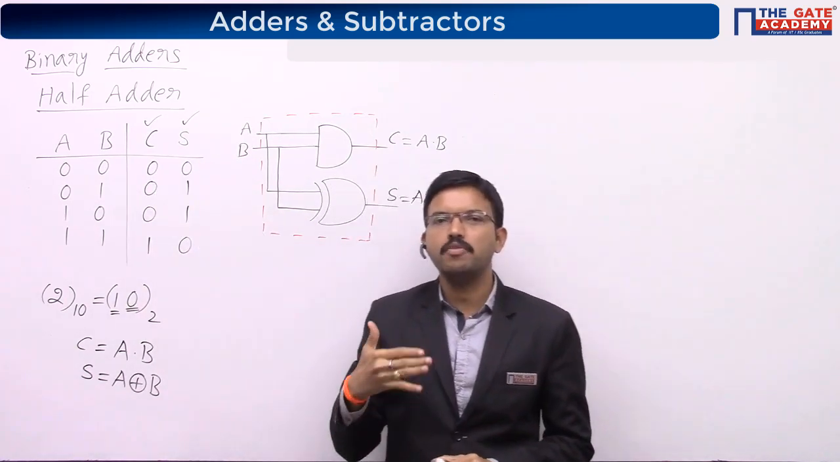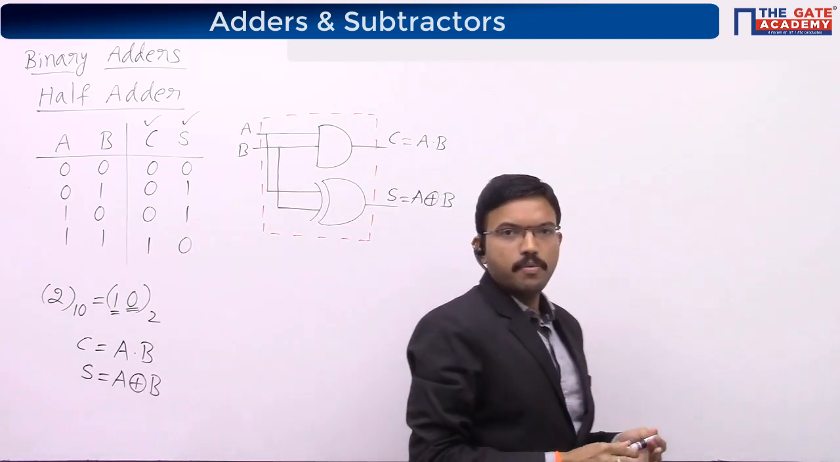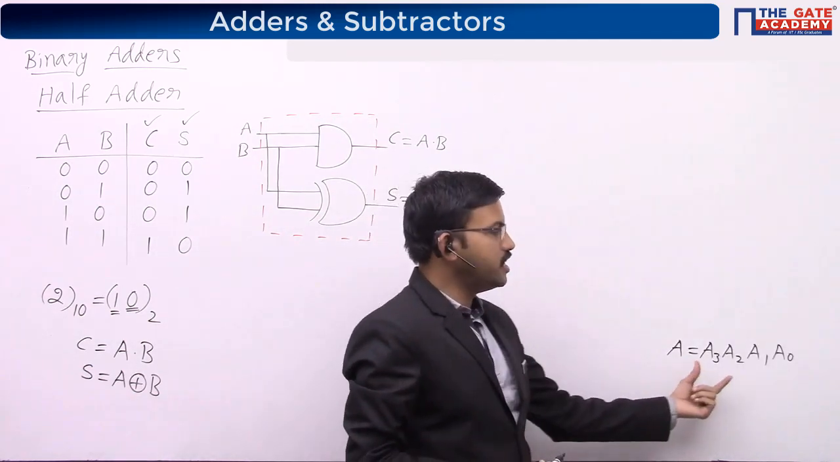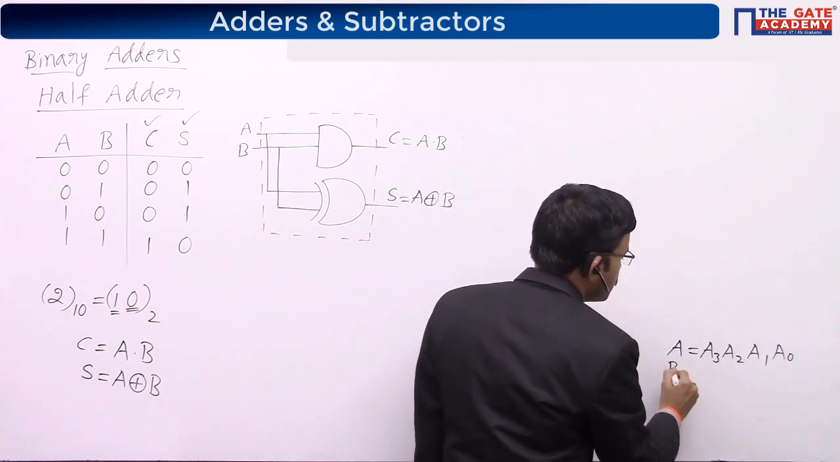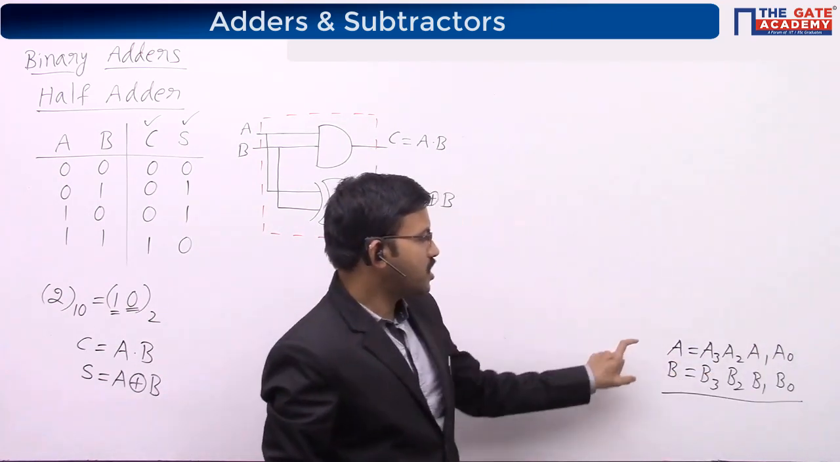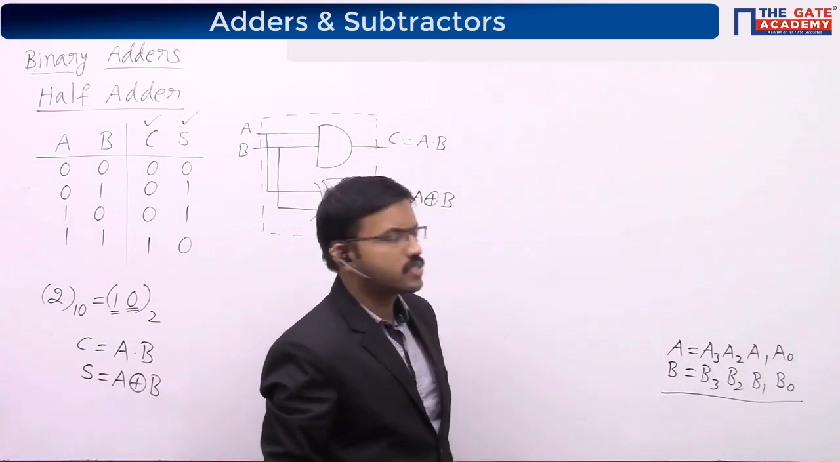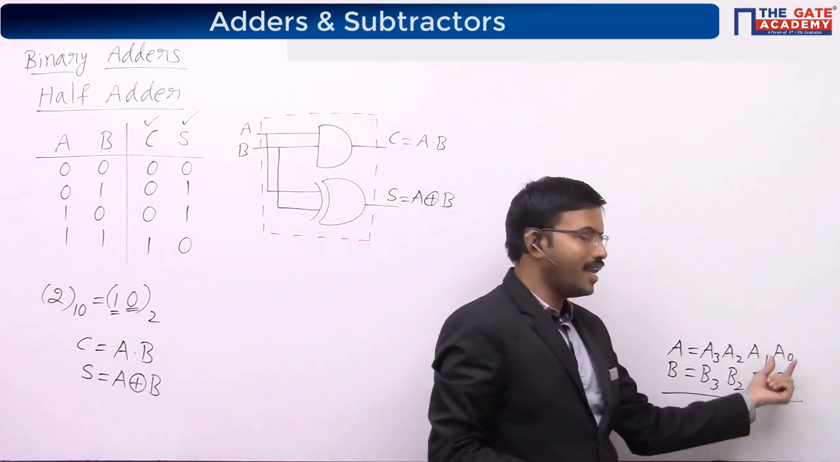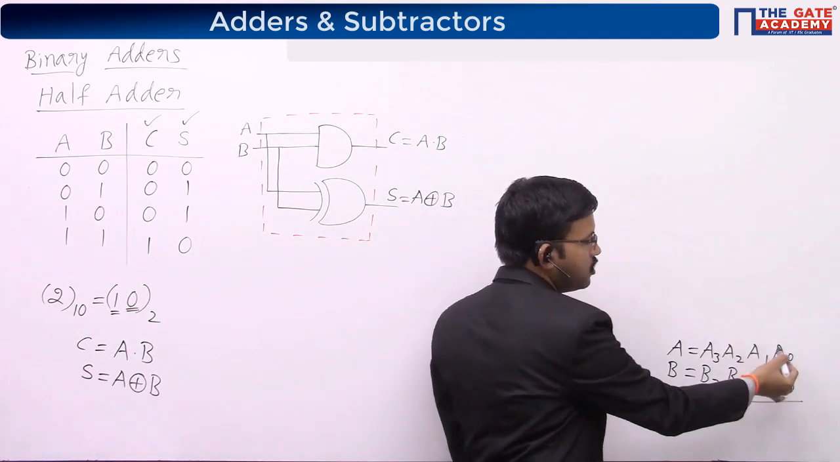In general, we will be having multiple bits. For the time being, let us consider the 4-bit case. A is a 4-bit number, A3, A2, A1, A0. Similarly, B is another 4-bit number. I am considering A and B are two 4-bit numbers. We'll start the addition of these two numbers from the LSB side. First we'll add these two bits.